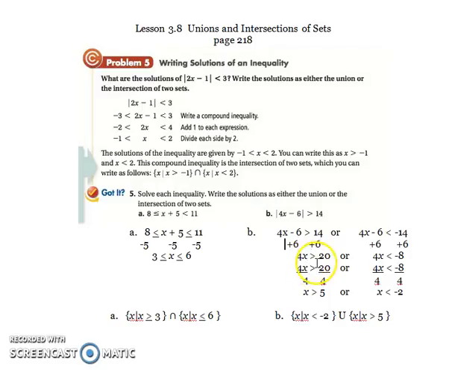That gives me 4x greater than 20, or 4x less than negative 8. Divide everything by 4. So x is greater than 5, or x is less than negative 2. So this is a true or statement, which means you're looking for the union. Or is as long as one of them is happening, it's good. So it's the union of these, and means it has to be where they overlap, which is why we use intersection.